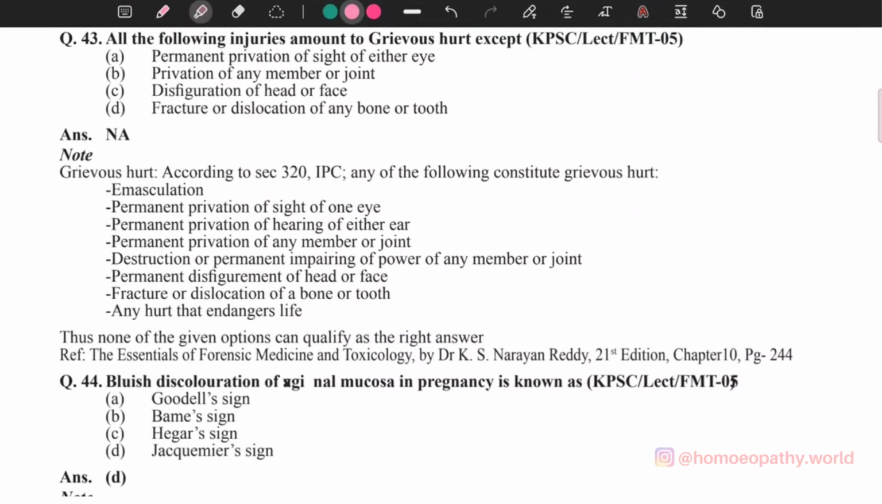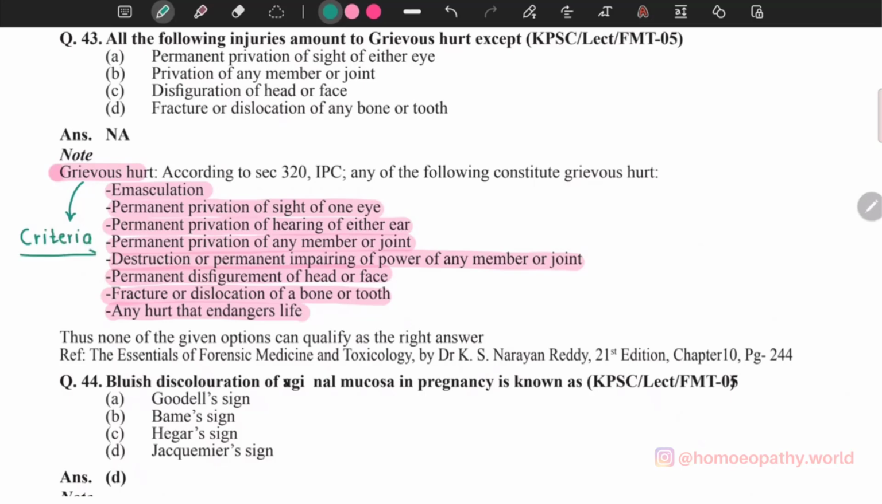All of the following injuries amount to grievous hurt except. Now, what is a grievous hurt? Now, we know that grievous hurt constitutes emasculation, permanent privation of sight of one eye, permanent privation of hearing of either ear, permanent privation of any member of joint, destruction or permanent impairing of power of any member of joint, permanent disfigurement of the head or face, fracture or dislocation of the bone or tooth, or any hurt that endangers the life. So, we have to know this criteria for grievous hurt to answer the question first.